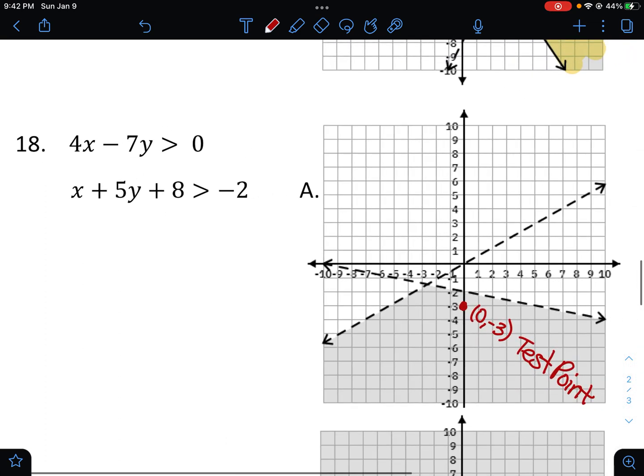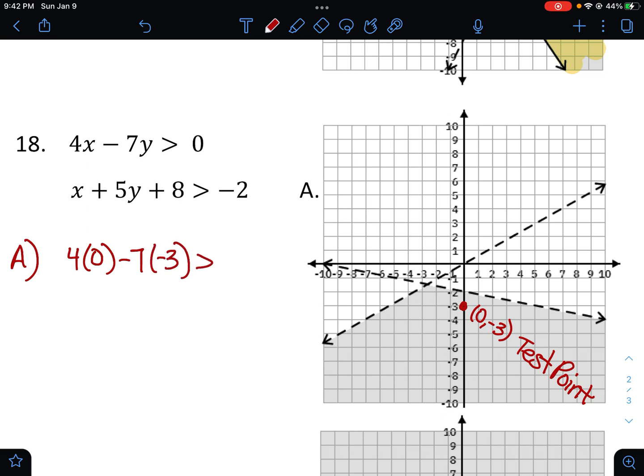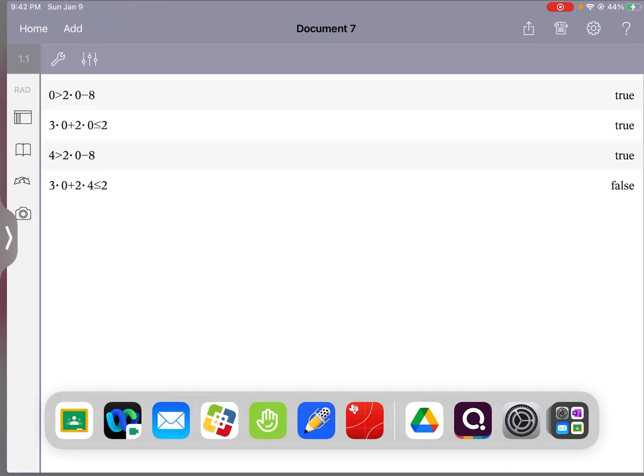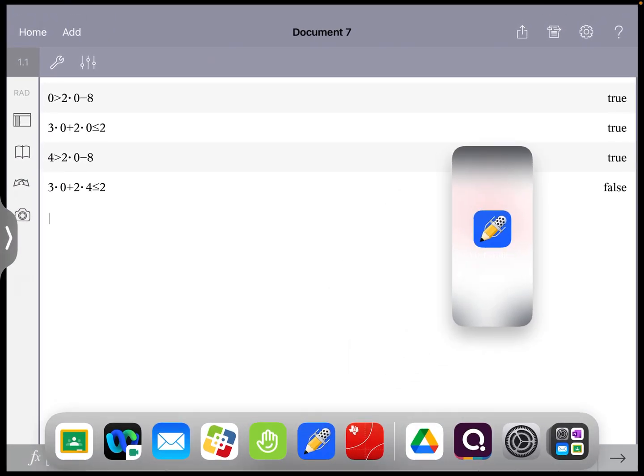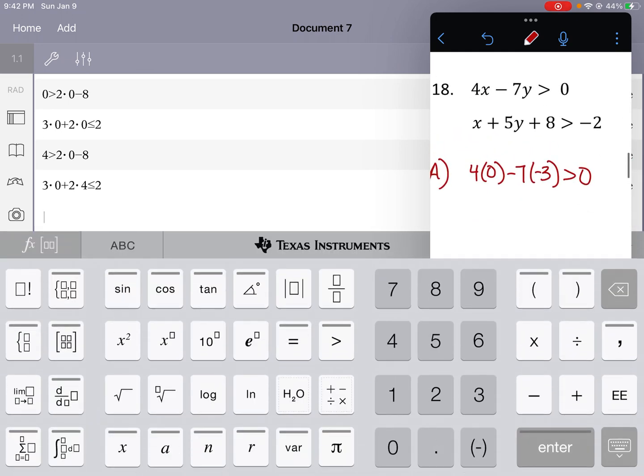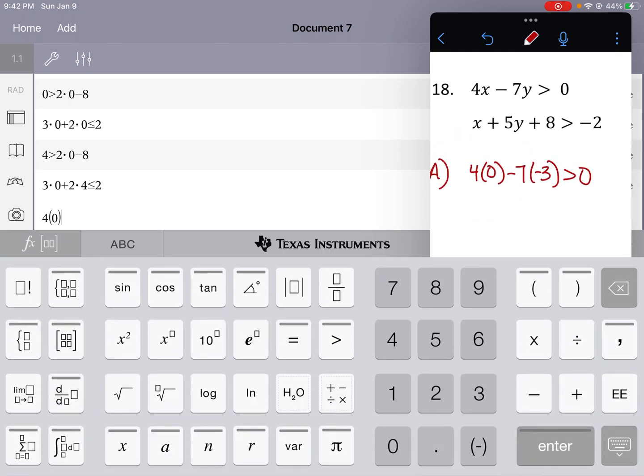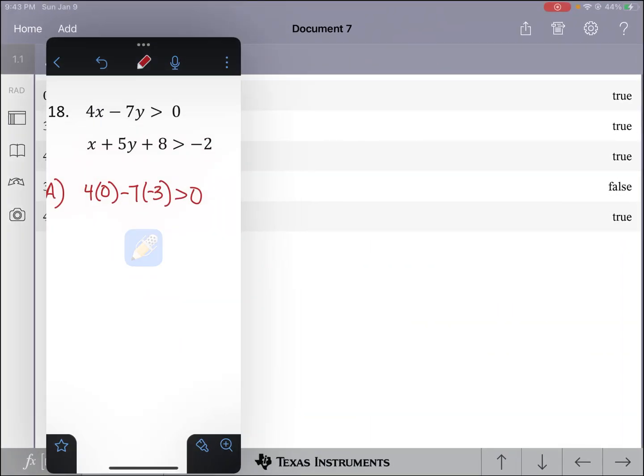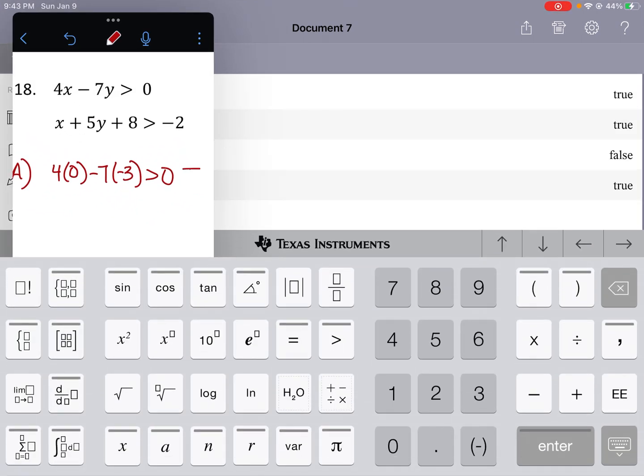Okay, so if I plug in, so we're working on answer choice A, 4 times 0 minus 7 times -3 is greater than 0. Okay, go back to my handy dandy calculator. Four times 0 minus 7 times -3 is greater than 0. We get, dun dun dun, true.